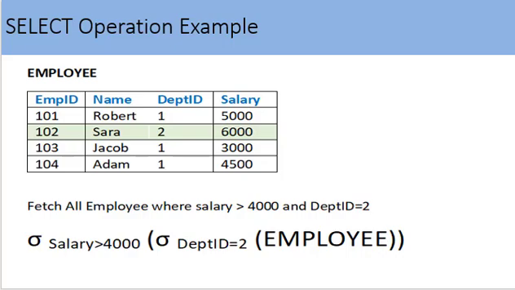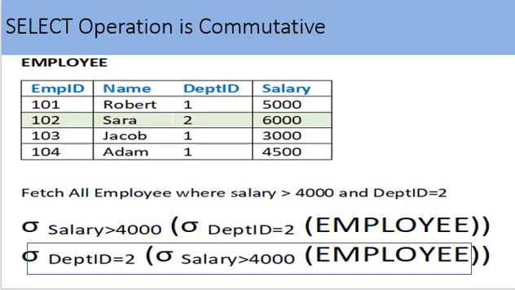In other words, the inner select operation is performed on the employee table, whereas the outer operation is performed on the resultant relation, which is produced by the inner select operation. Select operation is commutative. It means it does not matter which condition is applied first.